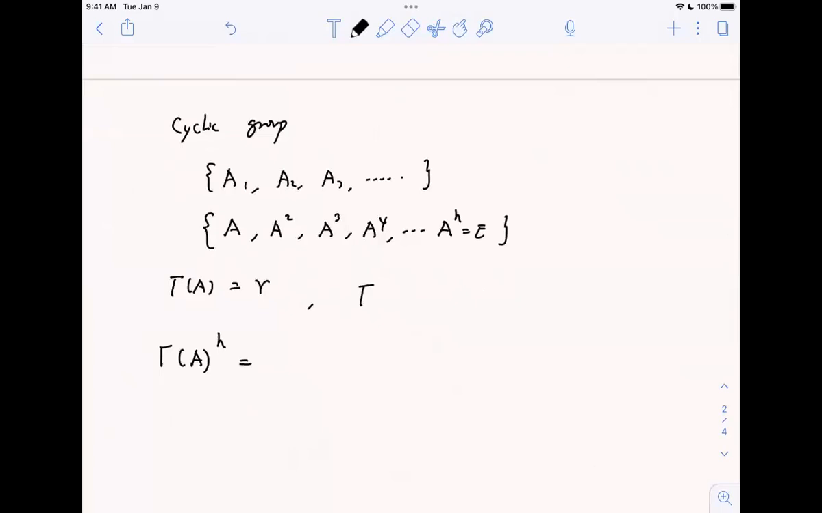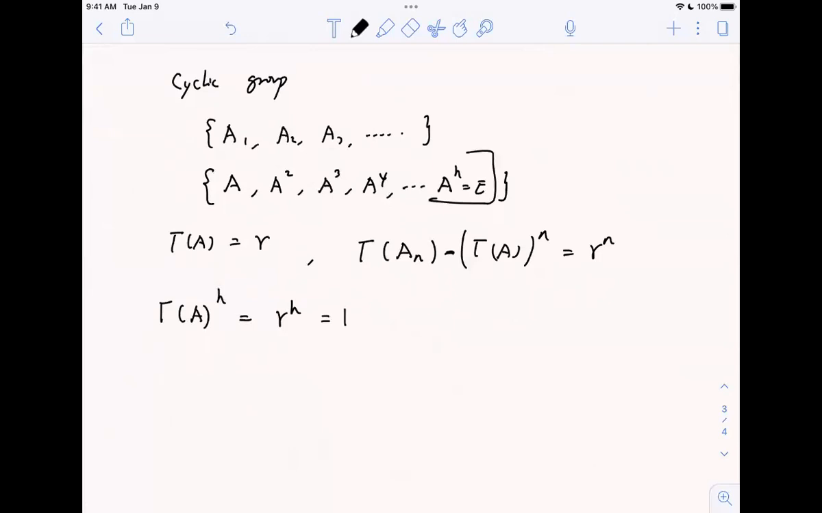So from here on, this A^n equals gamma(A^n), because this is a representation, and then equals R^n. So this will be R^h, and then this will be 1. This will be 1 because A^h is E, and for the identity representation, it is just 1. So from here, you know the character. I should not just say character, because the character is the whole matrix. It's a 1D representation.